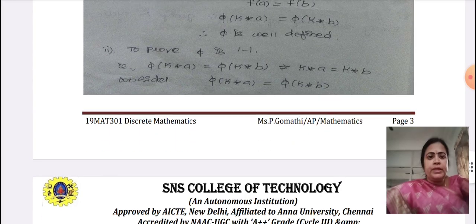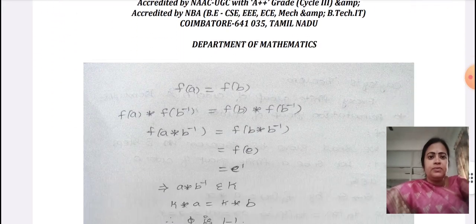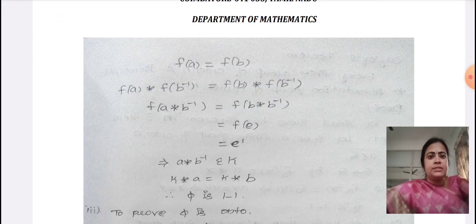Next, let us prove phi is one to one. This is the reverse process of whatever we have done in the previous step. That is, you have to consider phi of K star a equal to phi of K star b, and you have to prove K star a equal to K star b. So let us take phi of K star a equal to phi of K star b. That is nothing but f of a equal to f of b. So post multiply by f of b inverse: f of a star f of b inverse equal to f of b star f of b inverse.